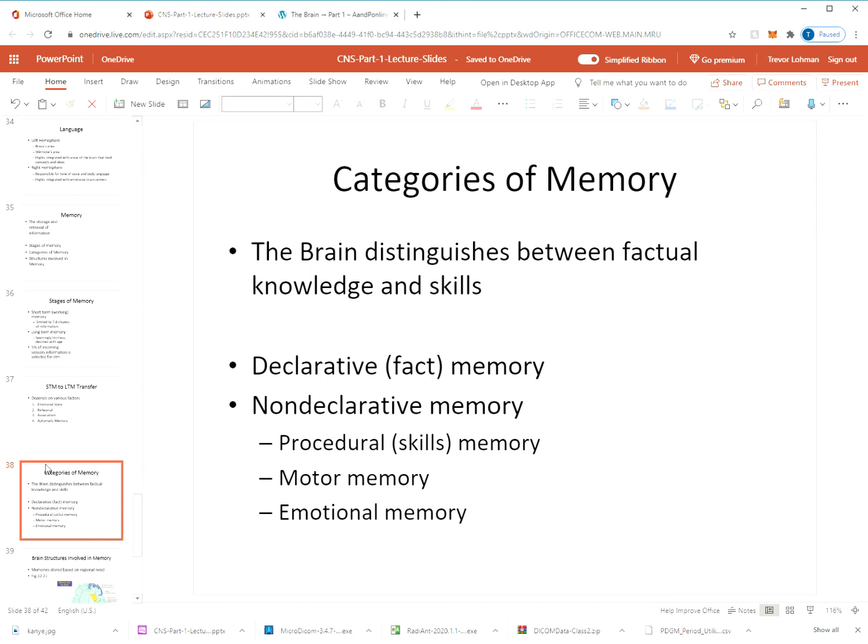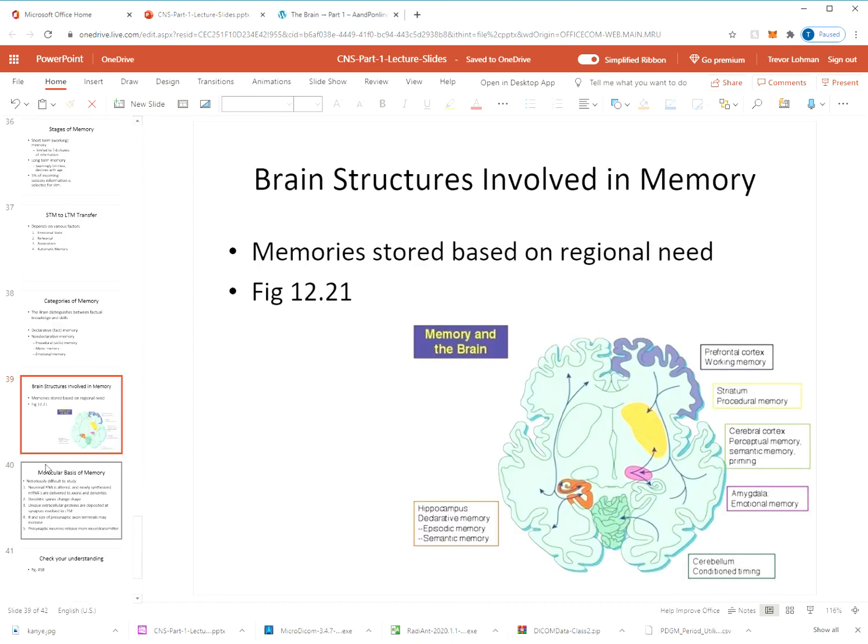A motor memory would be, you've all experienced motor memory. You practice a sport, you practice riding a bike, your pathways from your brain that innervate your muscles develop and change. And part of that is based on memory. And you store memory near your primary motor cortex, motor memory. And then, of course, emotional memory, you can remember how things felt, how something made you feel. That's an emotional memory.